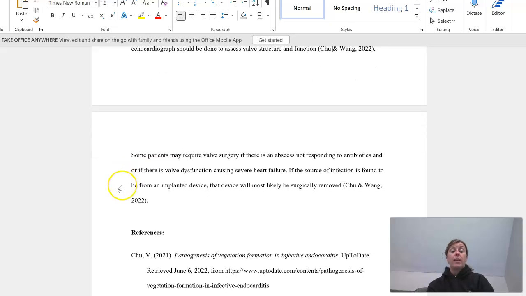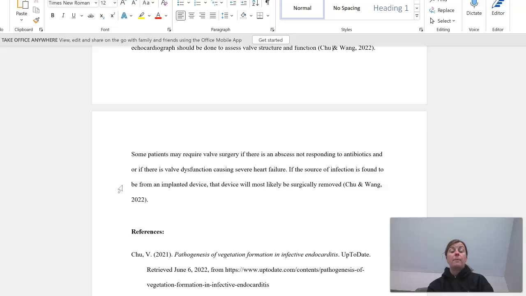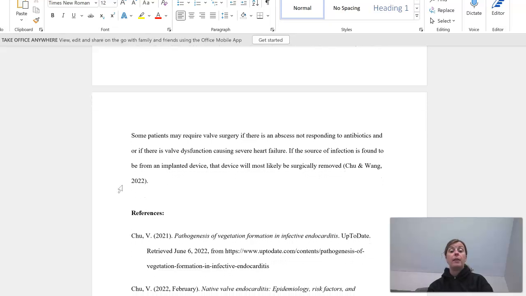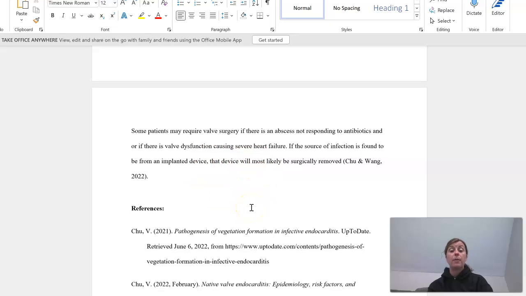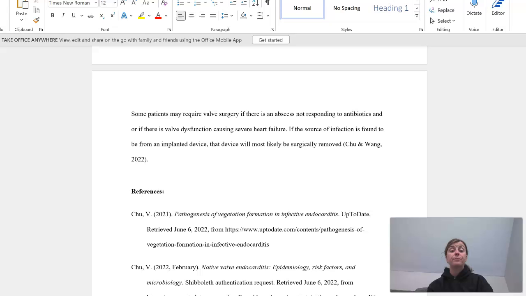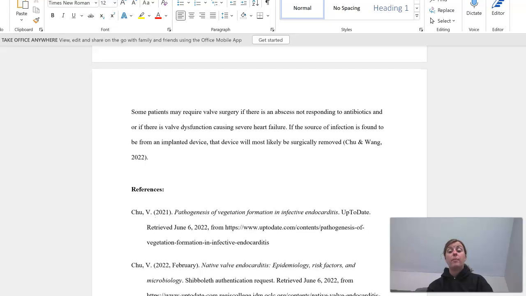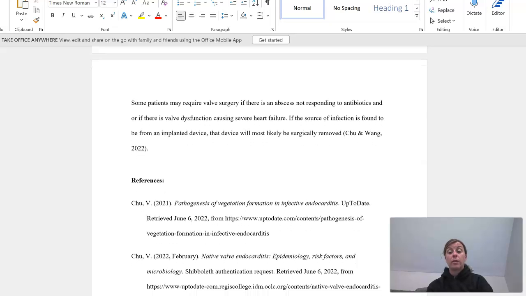Some patients may have enough valve impairment that surgery may be required, and also if there's an abscess on the valve and it's not responding to antibiotics, they may require valve surgery. And for any patients, if the cause of the infection is found to be a prosthetic device like a pacemaker, defibrillator, a dialysis catheter, or a PICC line, then those devices will be removed.